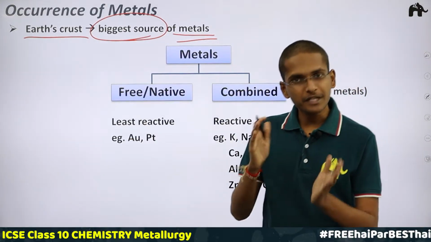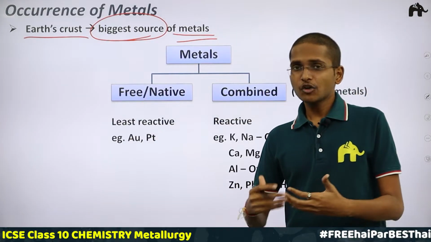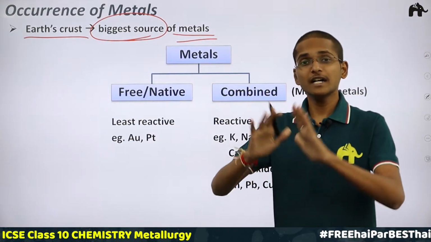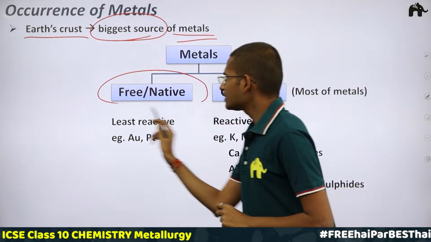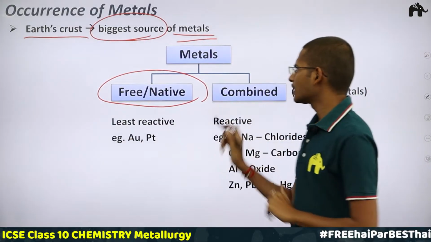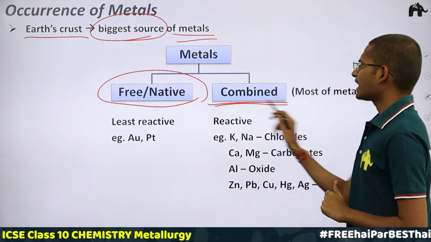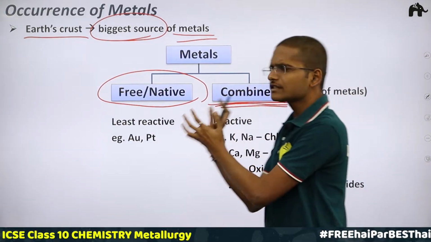Okay, why? Because metals are not making the process that easy and comfortable, because they exist in two different types. Either they exist in the free state, or we can say the native state, which is another name, or the metals exist in a combined state. Okay, now what is this free state?